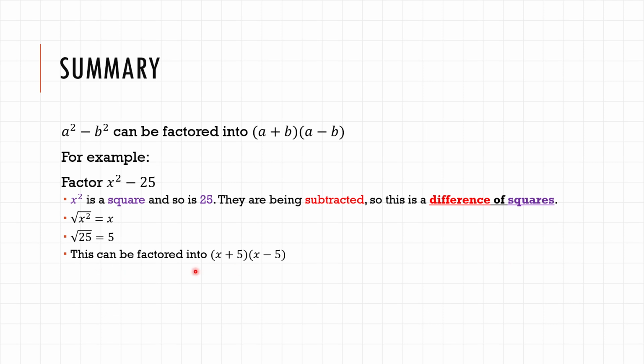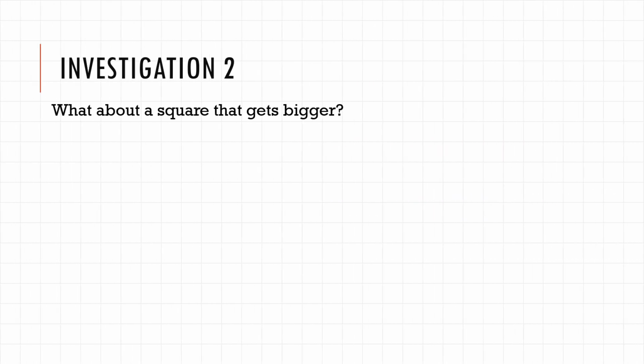And that's the first portion of this lesson here. How do you very easily factor something that looks like a difference of squares? But what about a square that doesn't get smaller? What about a square that gets bigger?